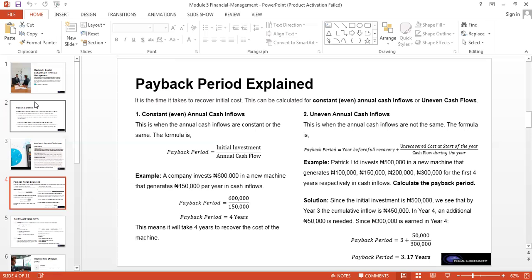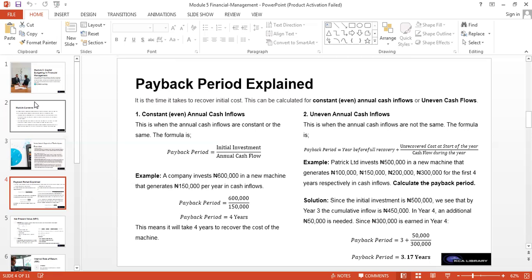Why do we talk about uneven annual cash flow? As against the first one, this is when the annual cash inflows are not the same, unlike the even annual cash flow. For example, Patrick invested 500,000 in a new machine, and it generated 100,000 for the first year, then 150,000, 200,000 and 300,000 for the second, third and fourth year respectively, in cash inflow.